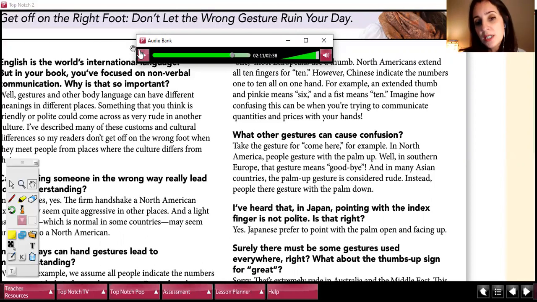Asian countries, okay, considered rude. Instead, so you can start this sentence. Ao invés, instead, people there gesture with the palm down. All right, let's go on.